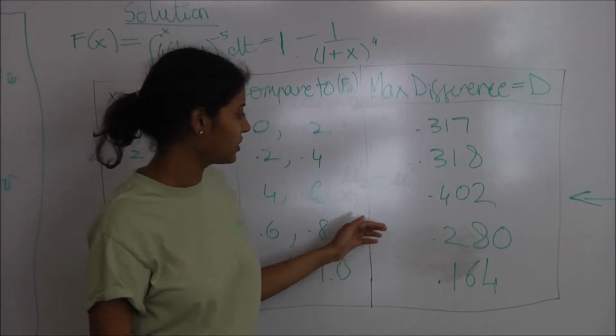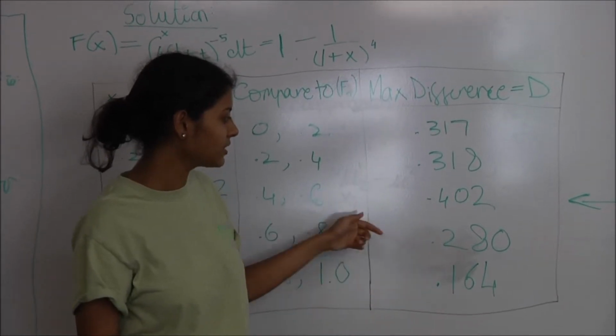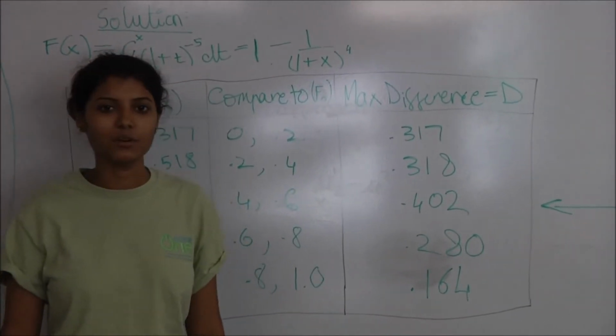What we now want to do is just find the max of these 5 values, which is 0.402, and that's our answer.